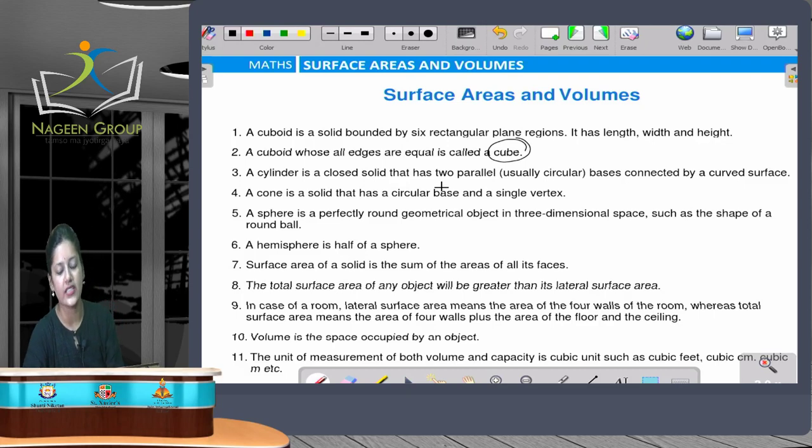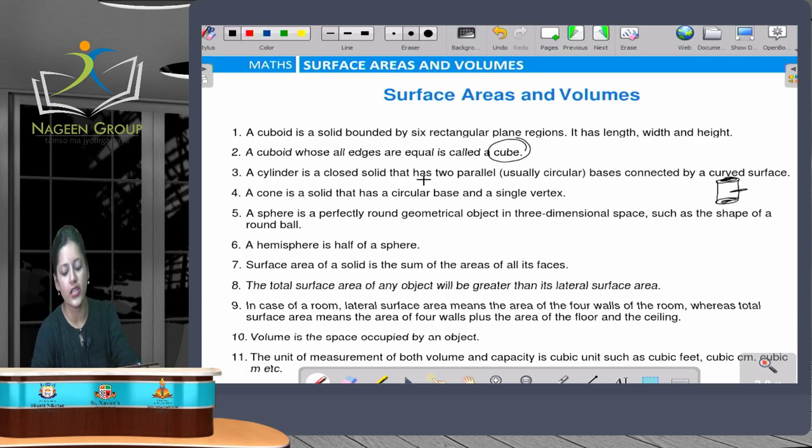Next one is a cylinder. A cylinder is a closed solid that has two parallel, usually circular, bases connected by a curved surface. Its diagram is this, in which two parallel circular bases are connected by a curved surface. That is known as a cylinder. The next one is a cone.